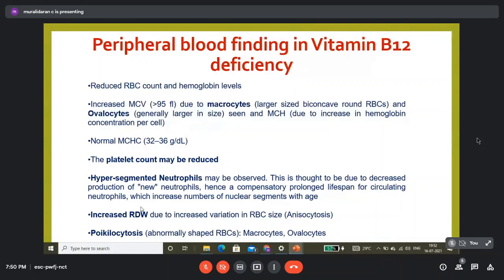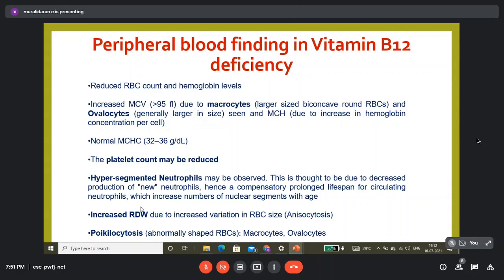Particularly if you go to the CBC, it is generally well diagnosable. We will have a reduced RBC count, reduced Hb levels, and there will be macrocytosis. In many studies they have shown that if the MCV is more than 110 femtoliter with the presence of hypersegmented neutrophils, we can diagnose a case of vitamin B12 deficiency with more than 95% accuracy. So classically they will have macrocytes, macro-ovalocytes, and normal MCHC.